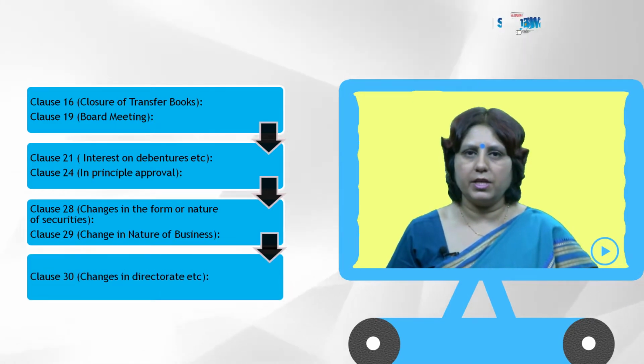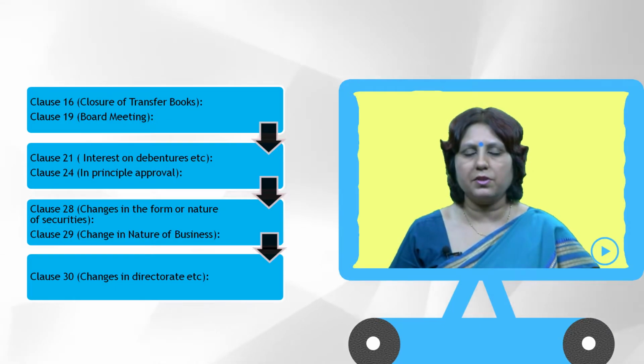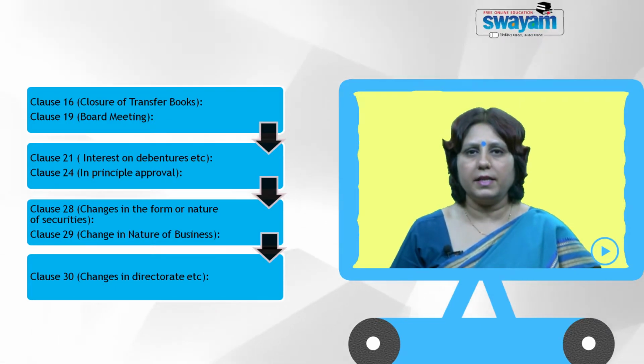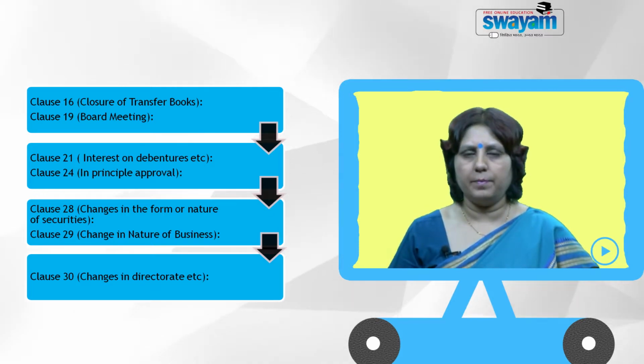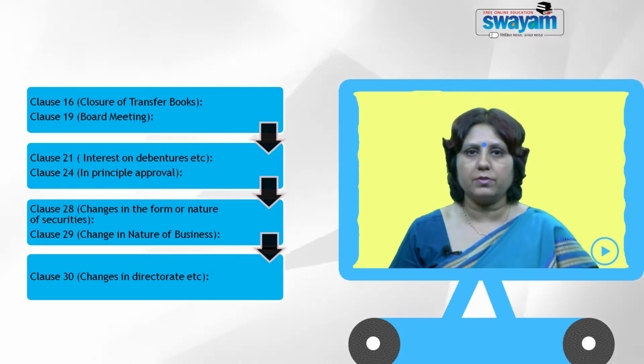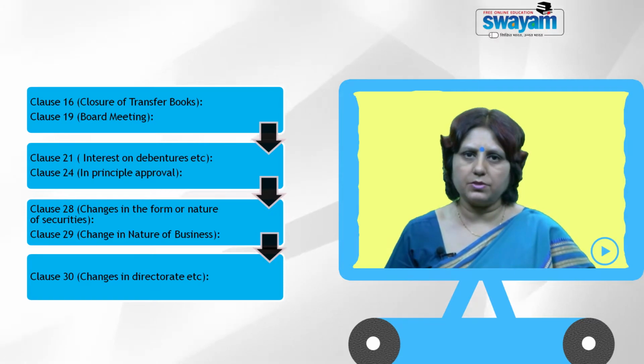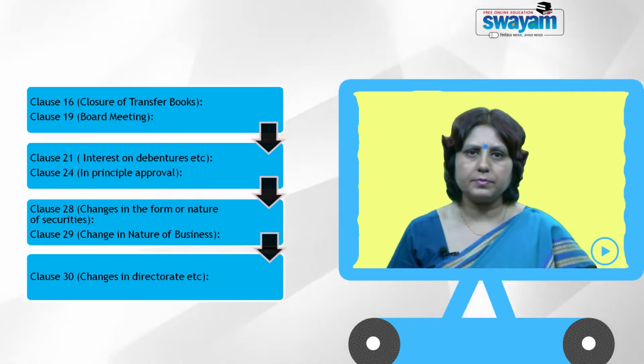Clause 30 is about changes in the directorate, etc. So, if there is any change in the directorship of the company or the change of the managing director or company secretary or auditors of the company, then prompt notice has to be given to the stock exchanges.